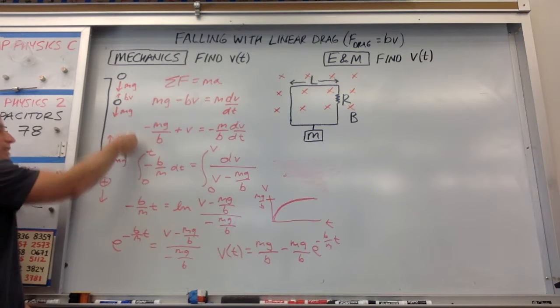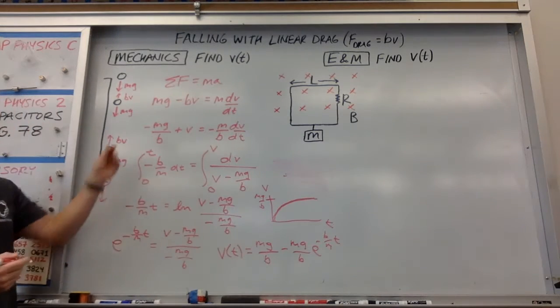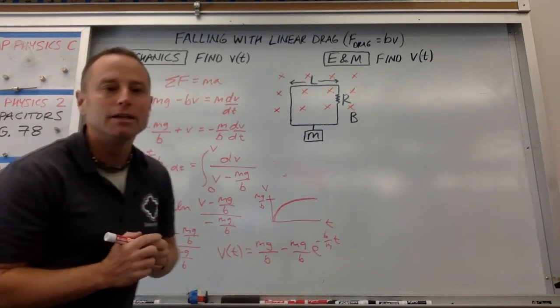So you have these forces balancing, and you'd see the velocity when these forces balance is v equals mg over b. So that's this thing approaching terminal velocity, just a dropped ball.